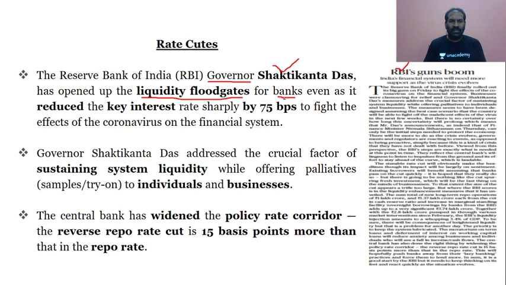Thereby it is necessary that there has to be more money with the banks, that is more liquidity with the banks. So the need of the hour is to make sure that the money is there with the banks. There is more liquidity in the market. So that was the reason the RBI governor considered opening the floodgates of liquidity.